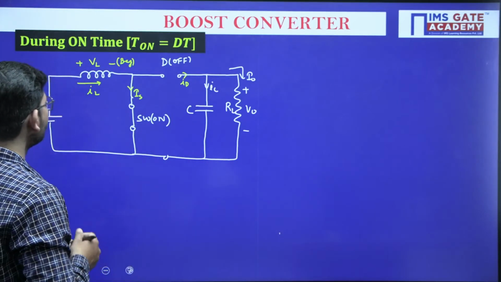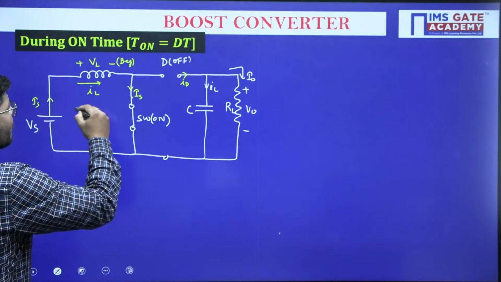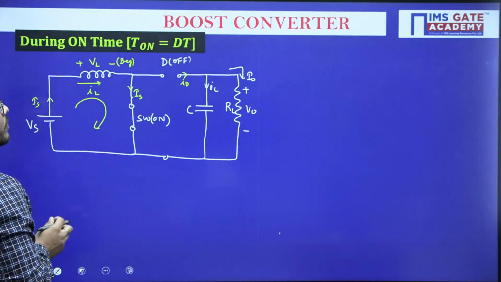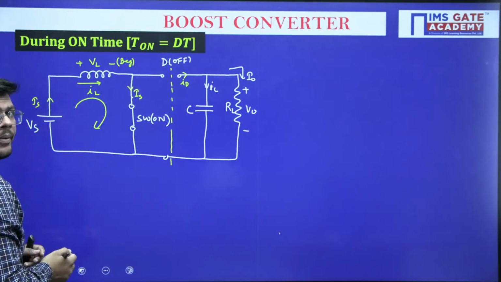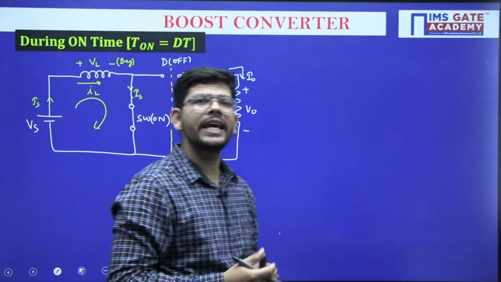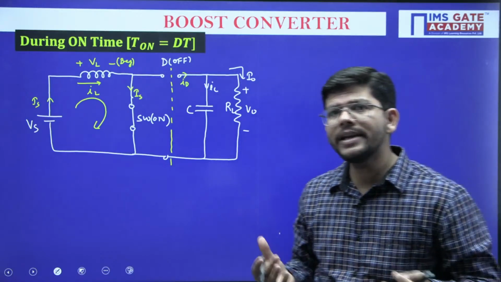So right now we are in this situation. Now if I apply KVL in this loop, you can see here the load and source are disconnected from each other. So right now if we apply KVL in this particular loop, what will we be getting?